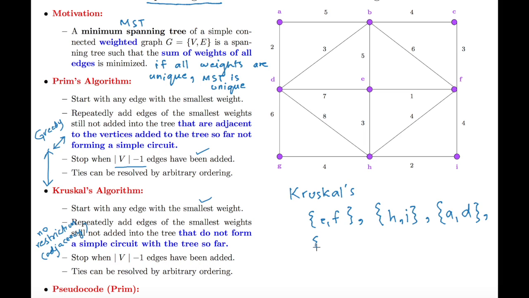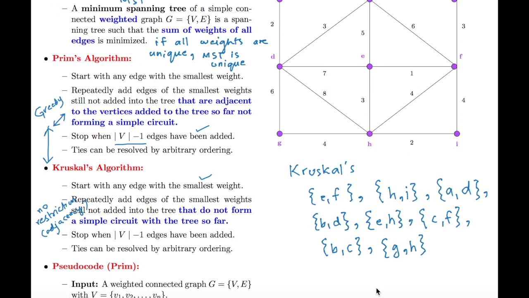Then we have BD, then we have EH, then we have CF. Again, ties can be resolved. This is not important. You can put AD before HI, you can put CF before EH, and so on. And then BC and GH.